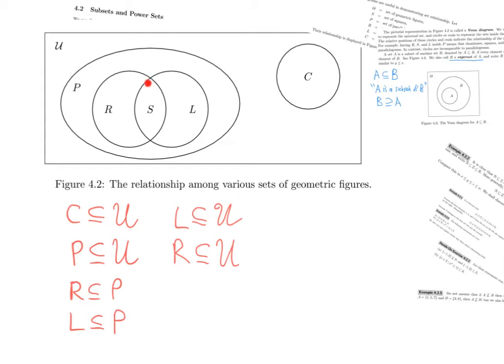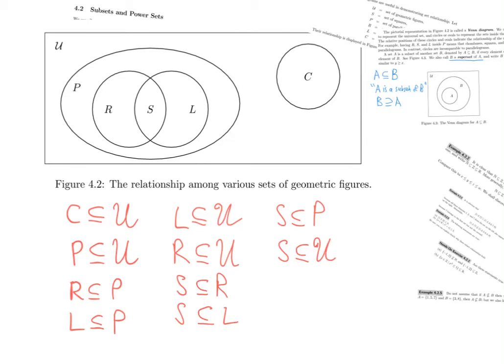We haven't talked about that yet. S is a subset of R, and it's also a subset of L. S is also a subset of P, and it's a subset of U. So let's write that down. S is a subset of R, S is a subset of L, S is a subset of P, and S is a subset of U.